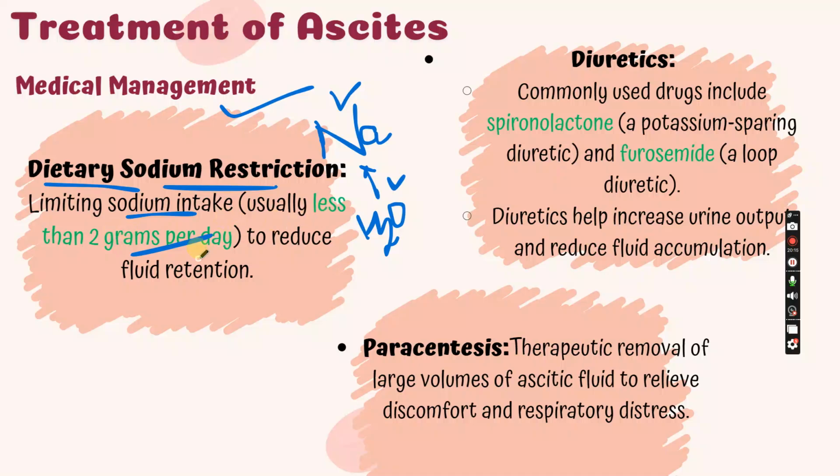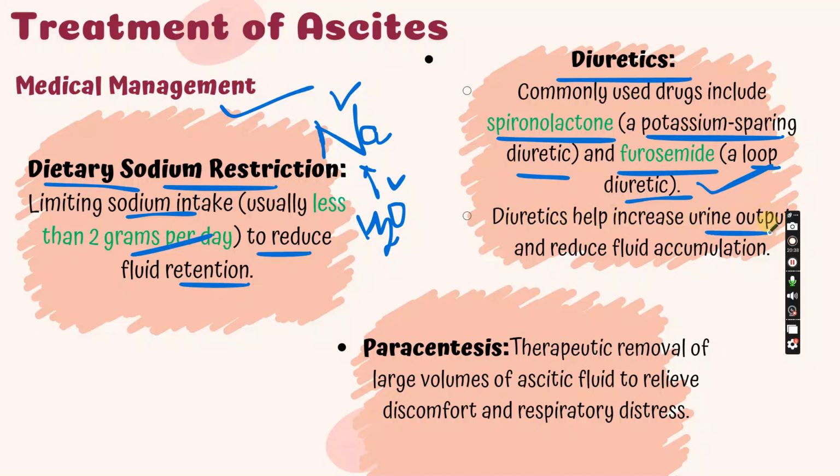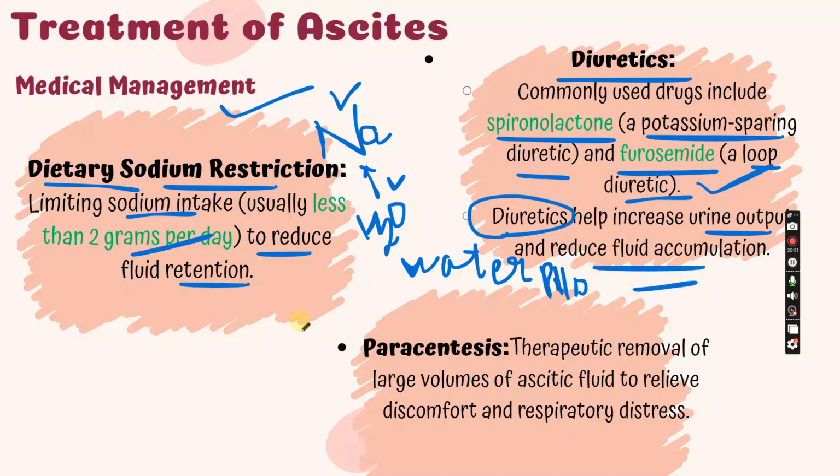So if the patient consumes sodium, it will lead to fluid retention. Eventually, fluid will get accumulated in the peritoneum. Then we can use diuretics. Commonly used diuretics are spironolactone, a potassium sparing diuretic, and furosemide, a loop diuretic. A loop diuretic acts on the loop of Henle in the nephron. Diuretics help to increase urine output and are also known as water pills. The reason is they excrete excessive water from the body, and this will eventually reduce fluid accumulation.